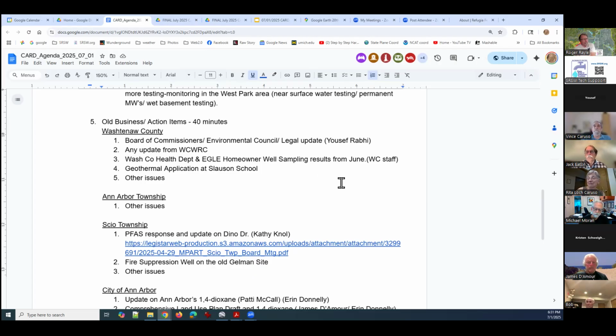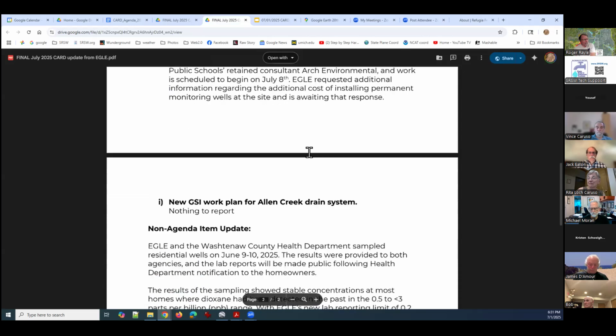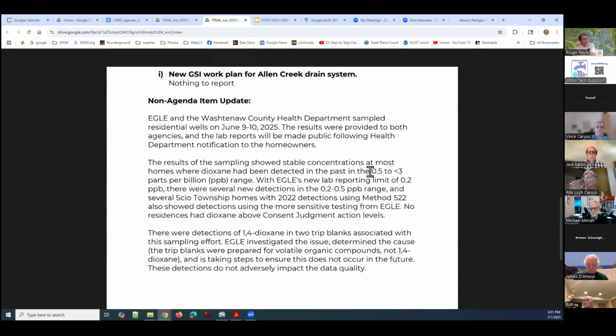We do have new detections, which we're not surprised about because the laboratory, EGLE's laboratory, revised their reporting limit from 0.5 parts per billion down to 0.2 parts per billion. So it's all good news in terms of we have a lower detection limit, but we do have some new detections because we're able to detect a lower limit with EGLE's lab than we were able to before. All results are still under that 3 parts per billion. And I think the letters went out either late last week or just yesterday. So once the residents get their results, we'll be able to share more broadly.